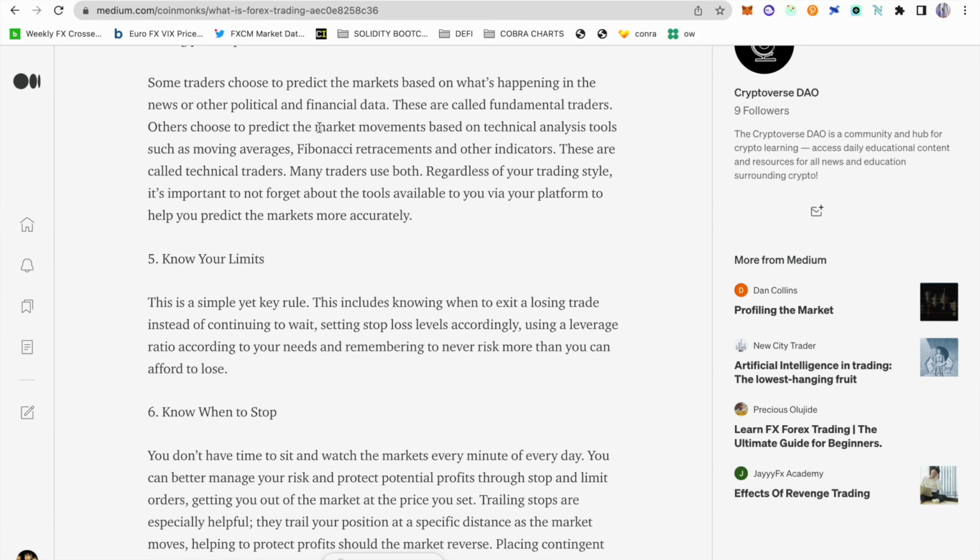Others choose to predict the market movement based on technical analysis. Tools such as moving averages, Fibonacci retracements, and other indicators. These are called technical traders. Many traders use both. Regardless of your trading style, it is important to not forget about the tools available to you via your platform to help you predict the markets more accurately.